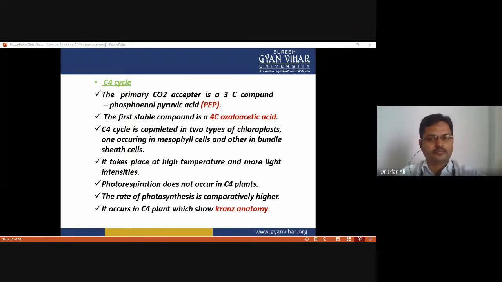Photorespiration does not occur in C4 plants, and the rate of photosynthesis is comparatively higher as compared to the C3 plant. It occurs in C4 plants, which show a special type of anatomy, which is called Kranz anatomy.